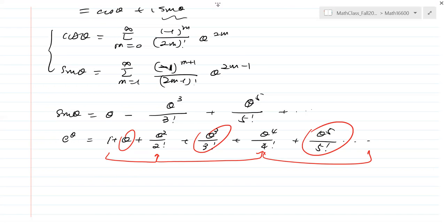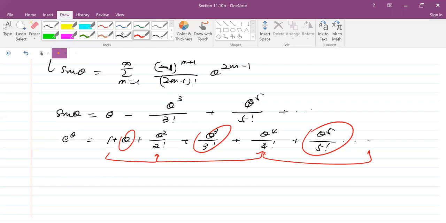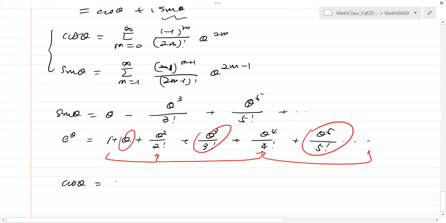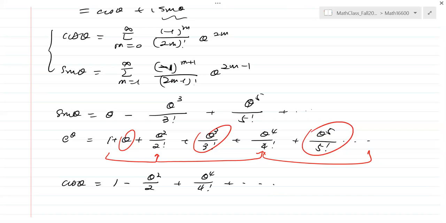Okay, let's write down the cosine theta's first few terms. The first term is 1. The second term should be minus. The third term should be positive. You see? Then it's easy to understand, right? It's interesting, right? So they are related to e to the theta, but we didn't know that.